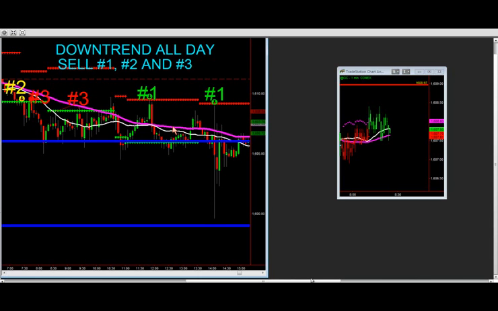Our philosophy totally changes. Okay, so we look at it in a downtrend. Then what we do is we only take shorts because the moving averages cross down. Okay, and we're in a downtrend, angle down. So what do we do? We sell number ones and we sell number twos and number threes, right?